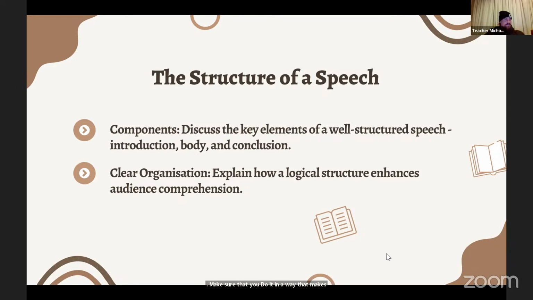And finally, let's talk about the conclusion of a speech. Why is the conclusion important? What would happen if we only had the introduction and the body of the speech? Sarah, would you like to have a go at answering that question?